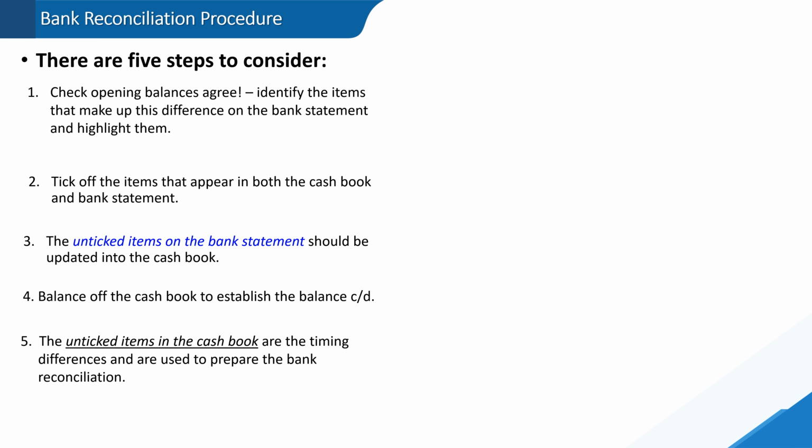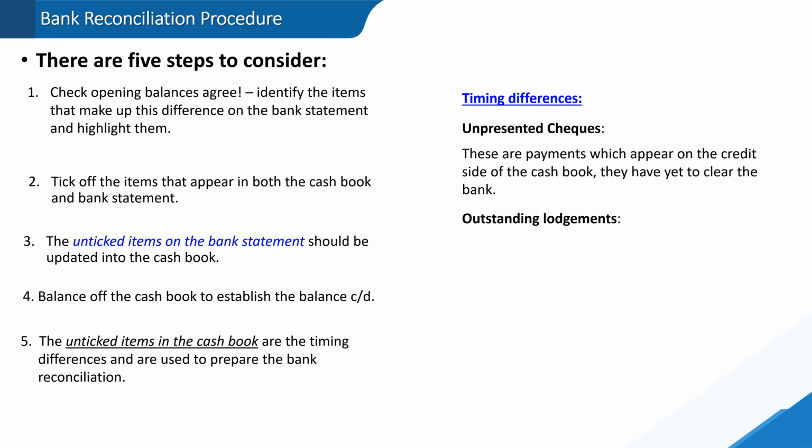I've used that word a couple of times throughout this presentation, timing differences. In essence, there is two, an unpresented cheque and an outstanding lodgement. An unpresented cheque are payments which appear on the credit side of the cash book, but they've not yet cleared the bank, perhaps because they haven't been taken to the bank, or perhaps just because they haven't been recognised as such. These will be in our cash book on the credit side, but they have not yet cleared the bank. They're not yet in our bank's records.